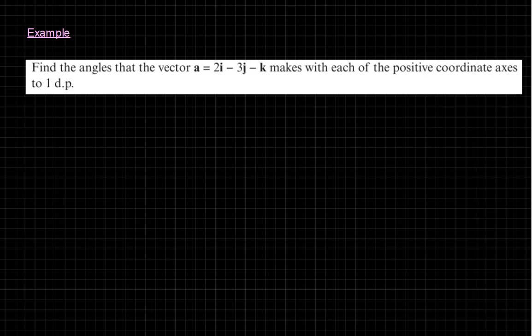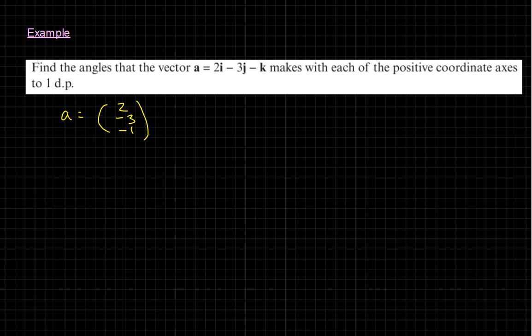So let's look at a specific example. Here's how we do the working for this. We've got a vector (2, -3, -1), and we want to find the angle it makes with each of the positive coordinate axes to one decimal place. So you're looking for three numbers. Effectively, the question is asking, what is theta x, what is theta y, and what is theta z?